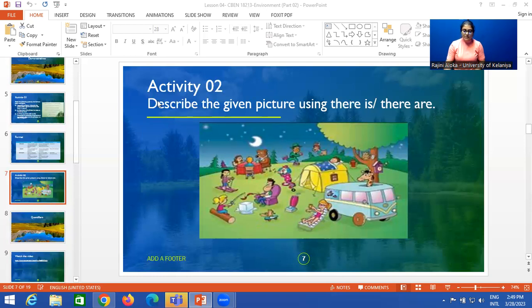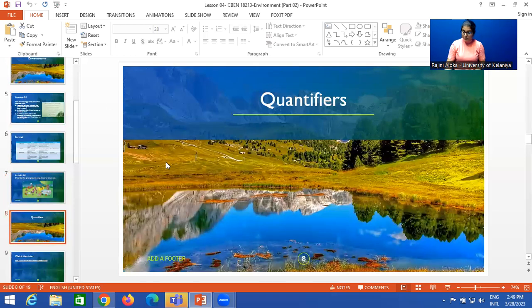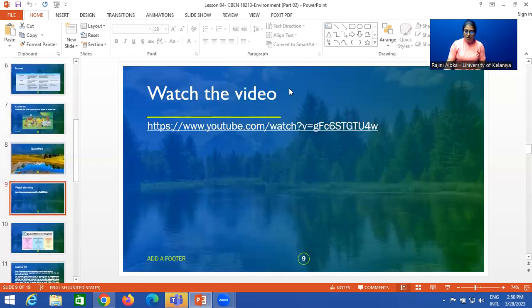So moving on to quantifiers, we did four quantifiers last time, right? In the previous lesson, we did few, little, a little. So we are going to learn more quantifiers. We'll watch this video first and then discuss.